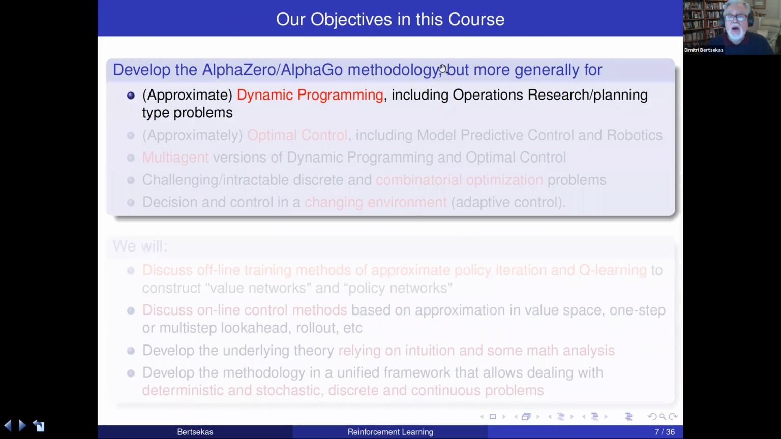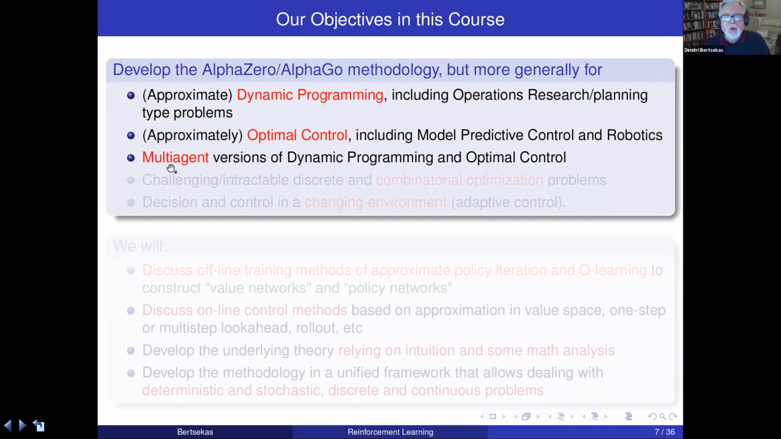Okay, so now our objective in this course is to take these ideas of offline training and online play and view them through a more general lens for problems involving dynamic programming with approximations, of course, including operations research, planning type problems, problems from the classical methodology of control, optimal control, including a methodology called model predictive control that's dominant these days in control theory research, and also in robotics where model predictive control is also used.